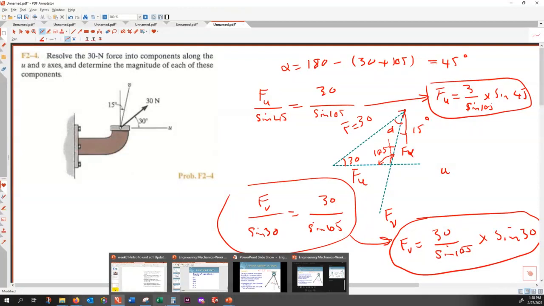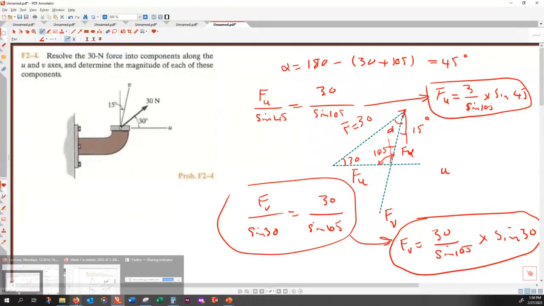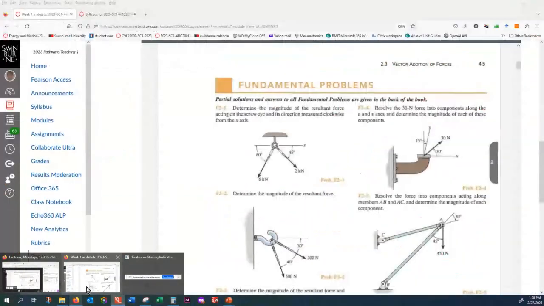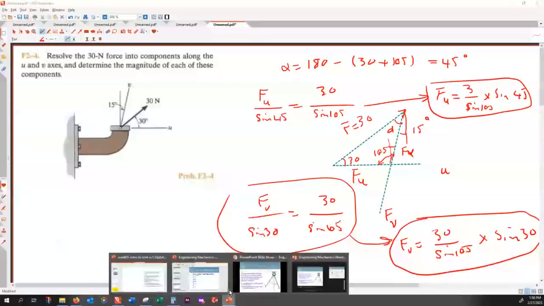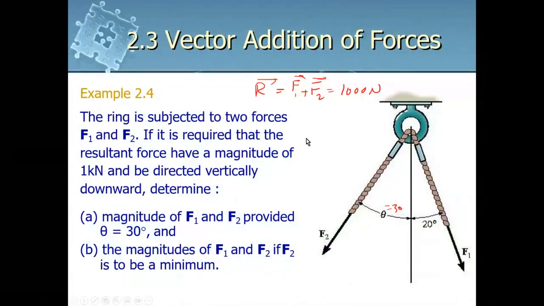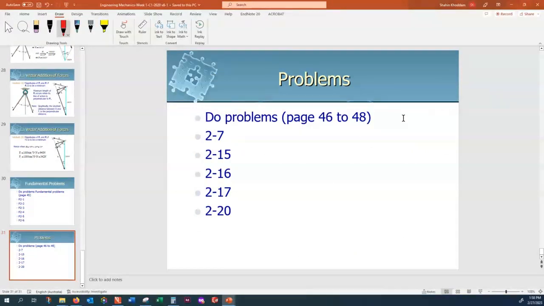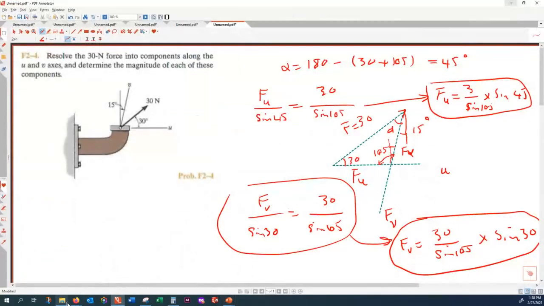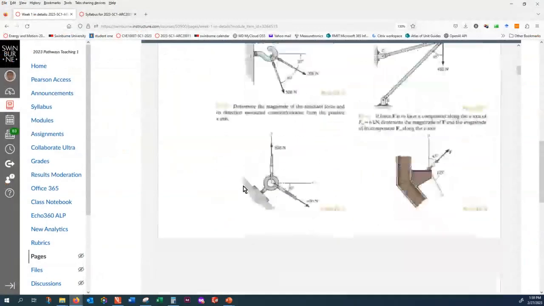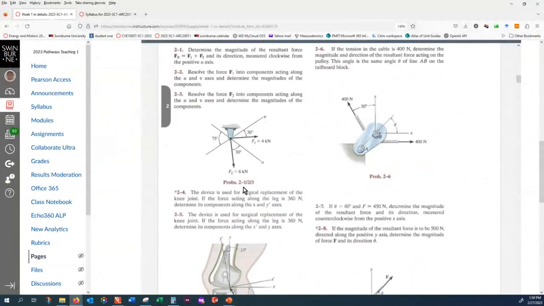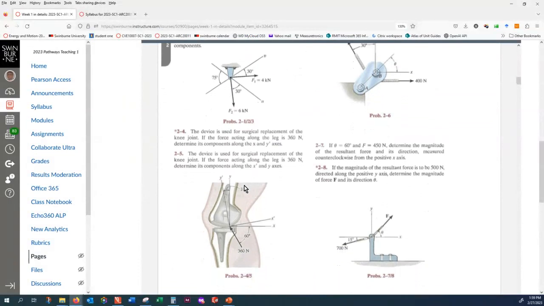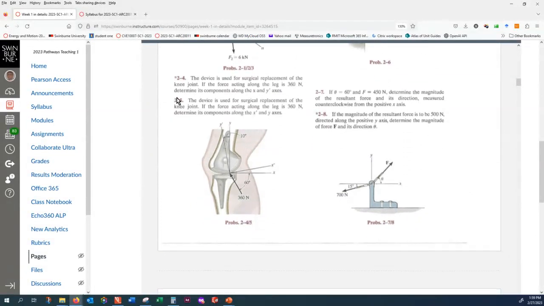We go to something a little bit tougher, and let's see if we have more slides. Okay, we go to page 46 to 48. Let's try 46. All right, 46. I think this problem could be examinable.